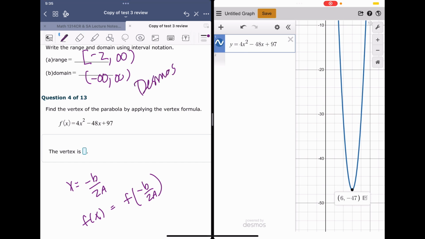I have it over here on the right, and I just click in the center, and it's going to give me my ordered pair, 6, comma, -47. Please recall that a vertex is an ordered pair.